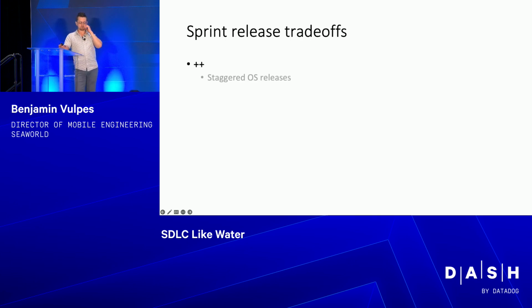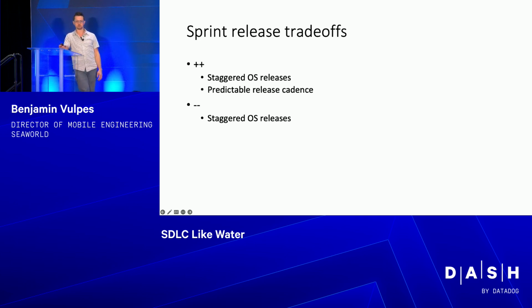Sprint releases. Staggered operating system releases. This is okay. It means that we're not trying to do both iOS and Android in the same week at any time, which reduces the labor for that. It's a very predictable release cadence, and predictability is important in business processes. What don't we like about it? Well, it's staggered OS releases, which means that every week, one team is sort of like waiting for an interrupt from QA that they need to go deal with so that they can get that build out.